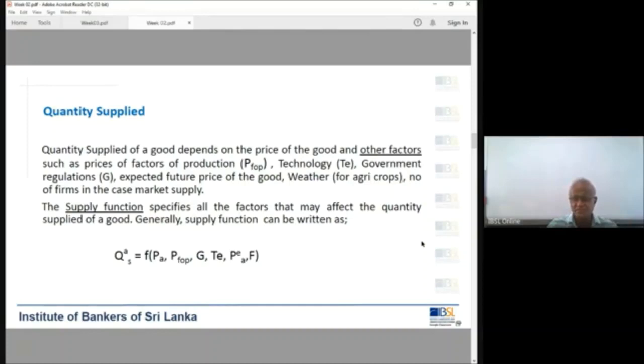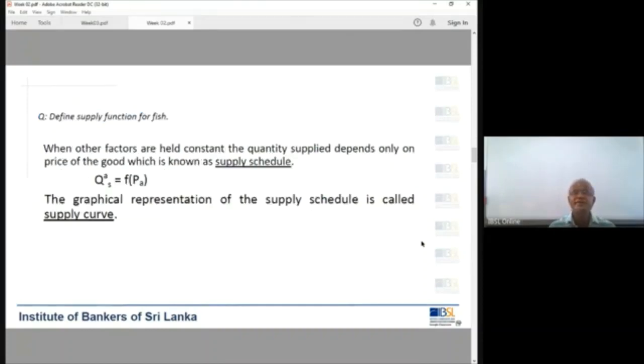After that, what is the next concept? Supply schedule. When other factors are held constant, what are the factors other than the price of paddy? Prices of factors of production, government regulations, technology, expected future price of paddy, number of firms and suppliers. If they are not changing for a given period, if they are fixed, then the quantity supplied of paddy depends only on the price of paddy. This is called the supply schedule.